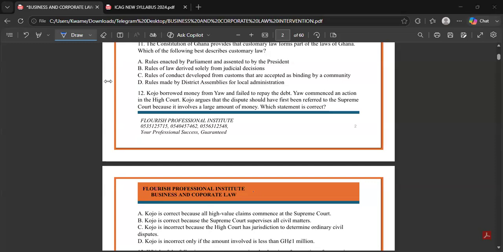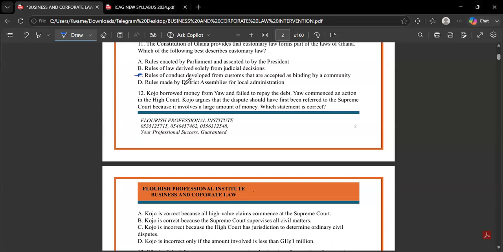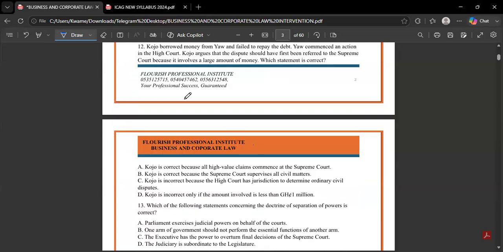So what I want you to bear in mind is that customary laws are sources of law to the extent that they don't affect human rights, to the extent that they don't go against the constitution that has been put in place. So we are going for C. Let's proceed.